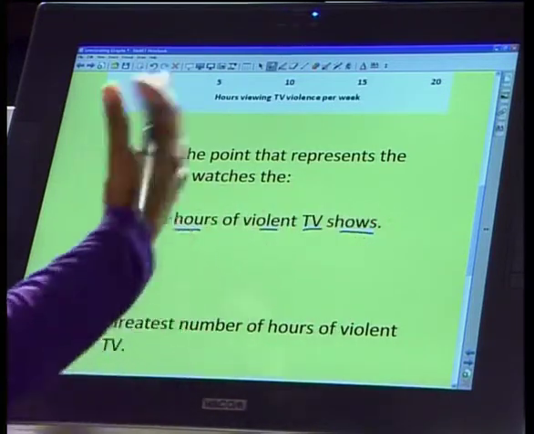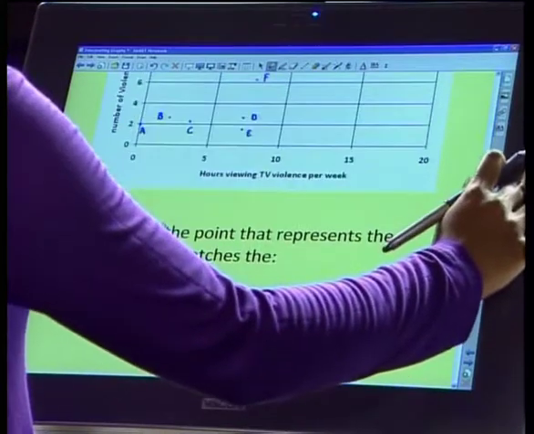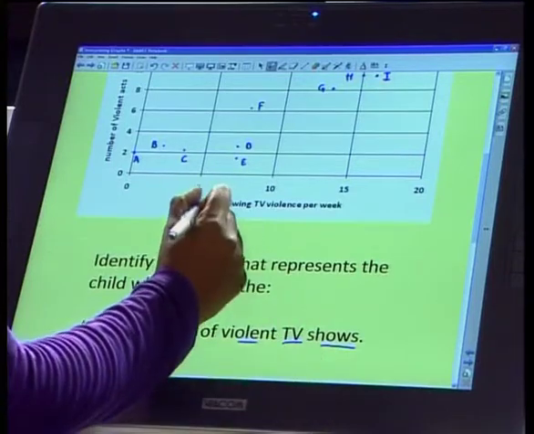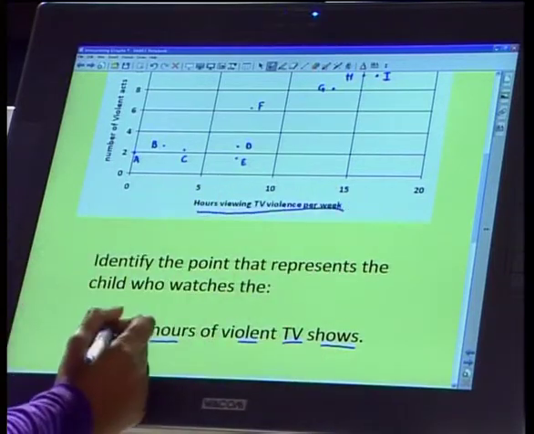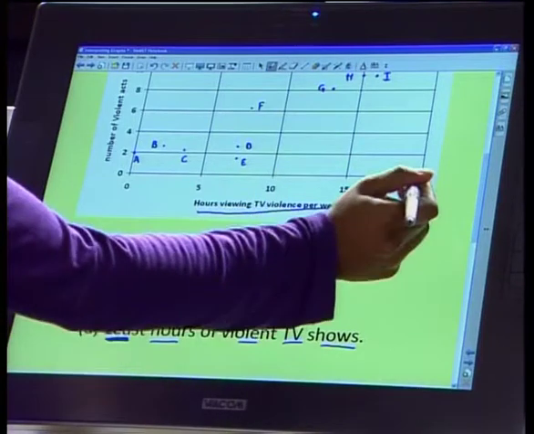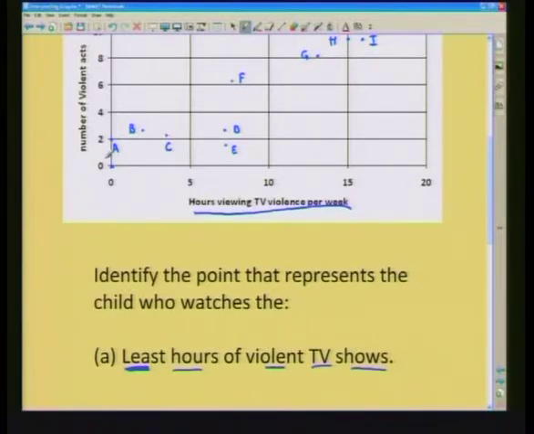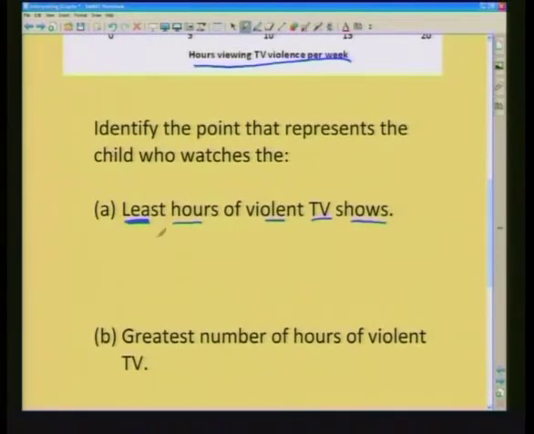So they watch the smallest amounts of violent TV in the week. Your hours of violent TV is measured on your x-axis. So if I'm looking for the least hours, I want the one that's closest to naught, because at that point they're watching 0 hours of violent TV. And we see that the point that's closest to naught, in fact it's naught on the x-axis, so they spend no time watching violent TV, is the point A. So the least hours of violent TV shows we identify at point A.